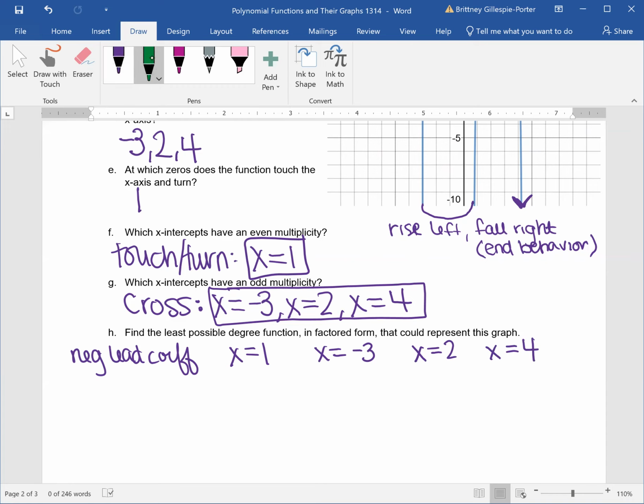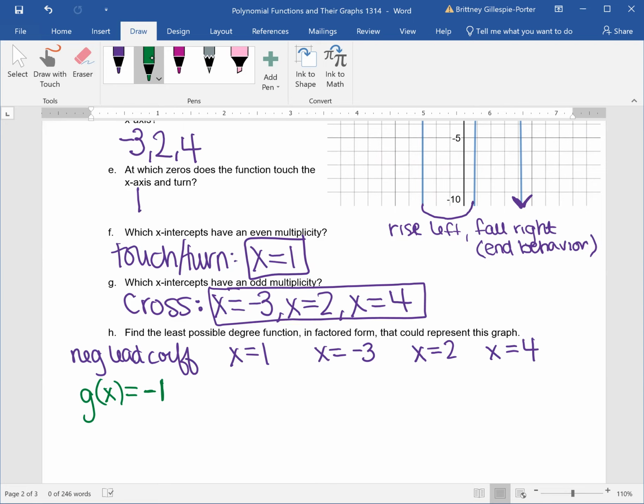Let's start putting our function together. I'm going to name my function this time g of x. I used f of x last time, and you don't name your children all the same name, so we don't name our functions all the same. We have a negative leading coefficient. Remember, you're going to use 1 or negative 1. And here, since we're negative, I'll use negative 1.